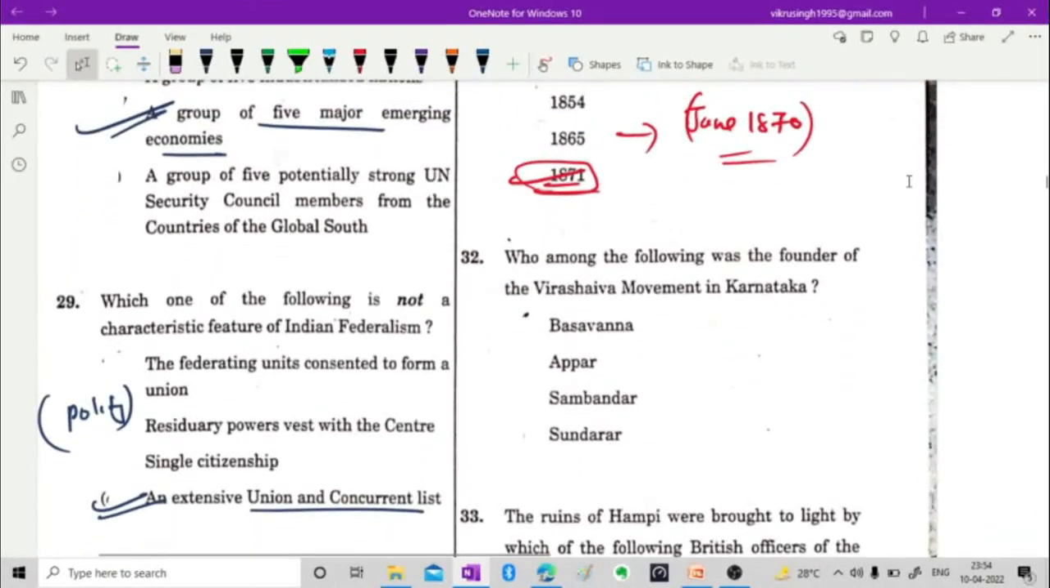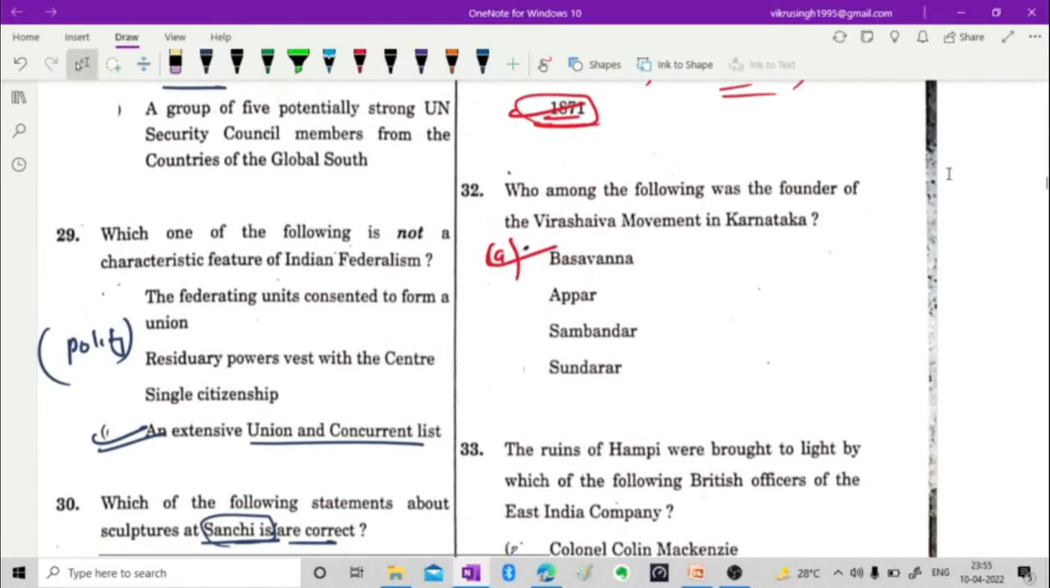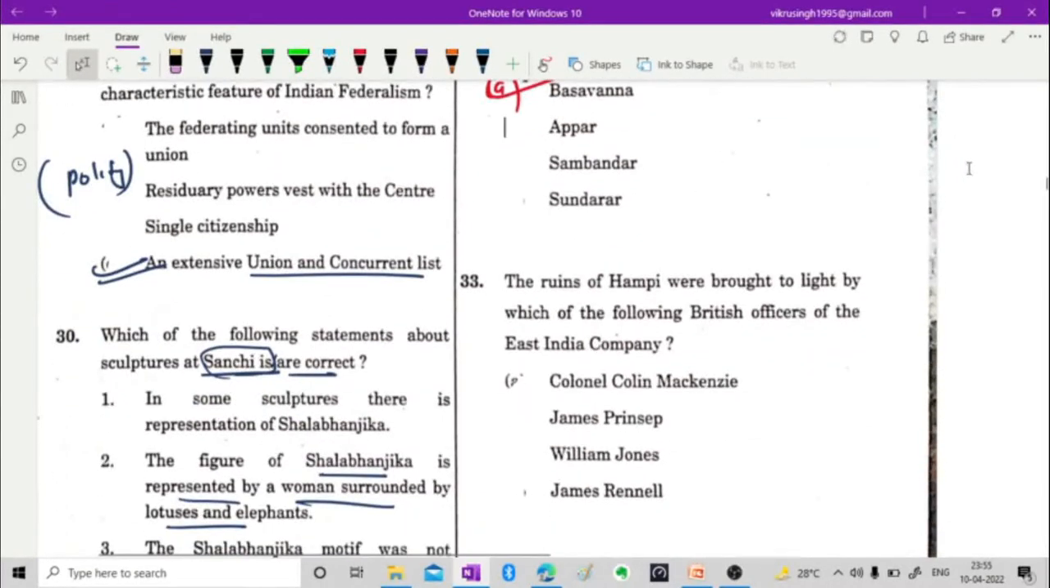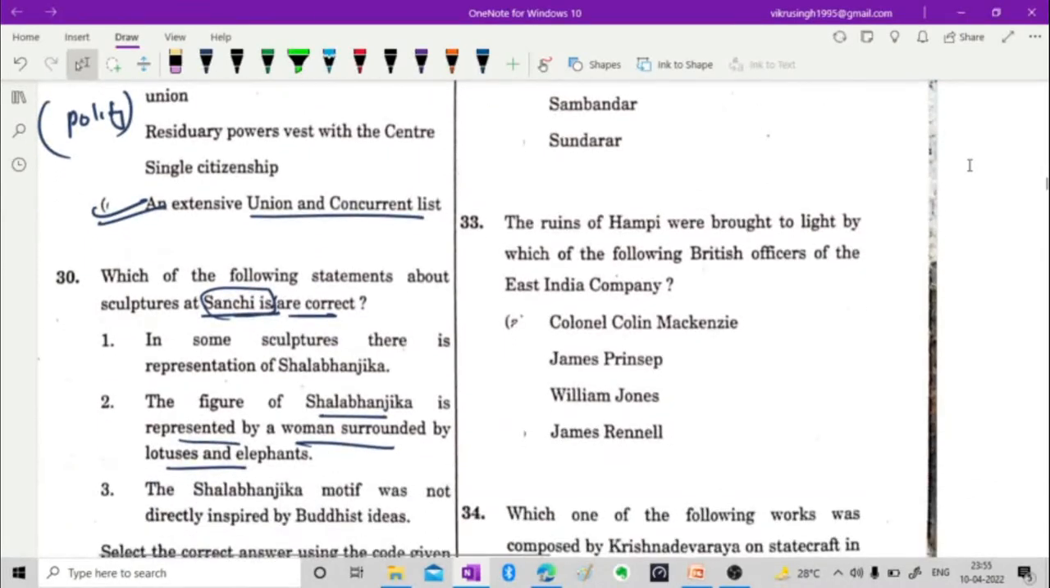Who among the following was the founder of the Veerashaiva movement in Karnataka? The Veerashaiva movement was founded by Basavanna. Correct option is A. Question number 33 says, the ruins of Hampi were brought to light by which of the following British officers of the East India Company?